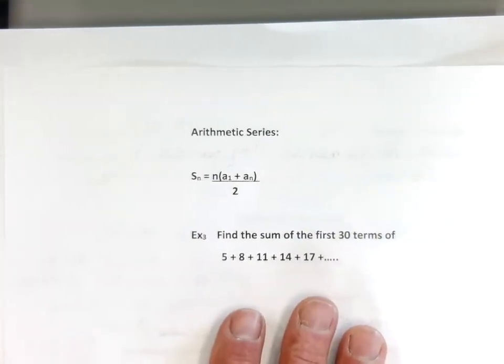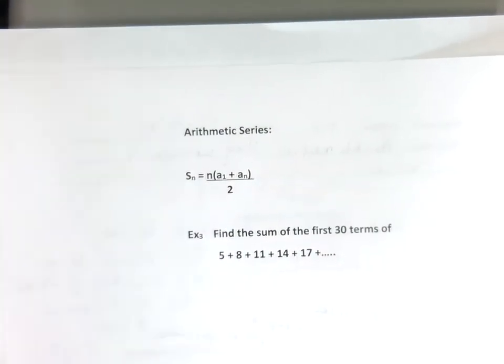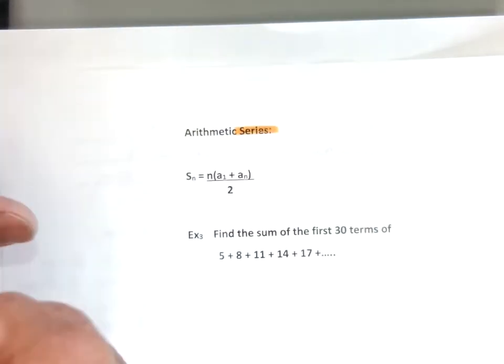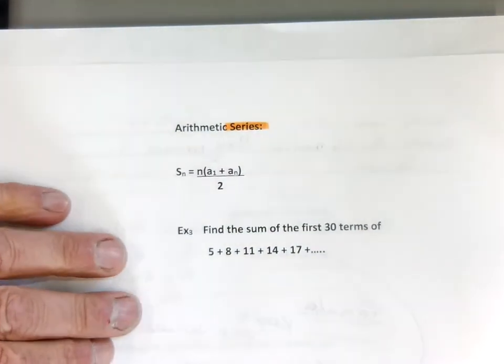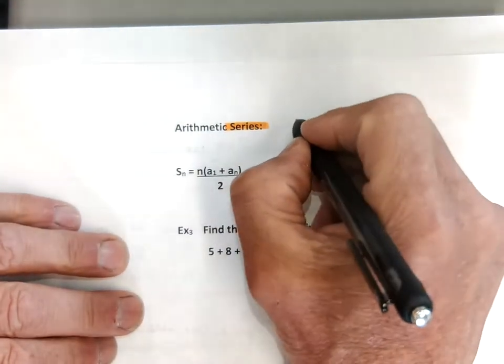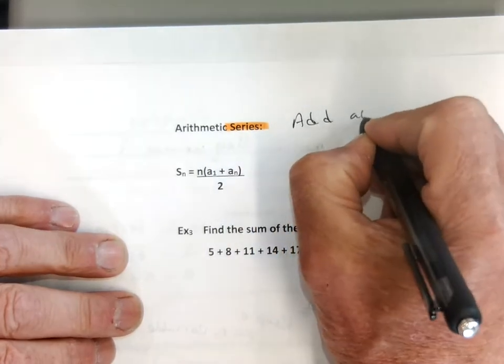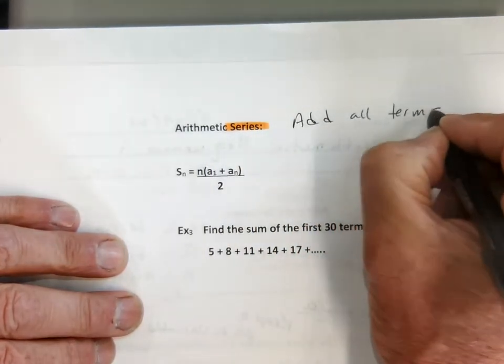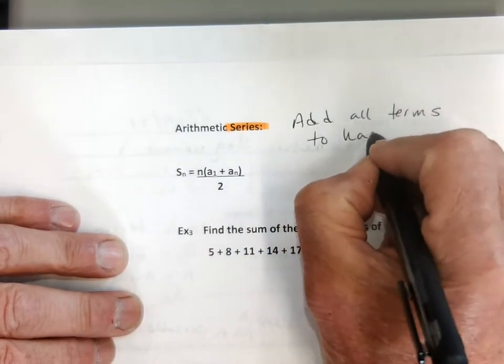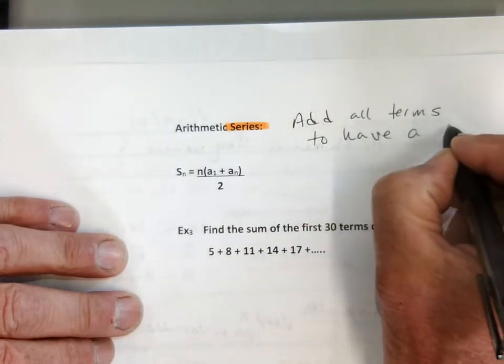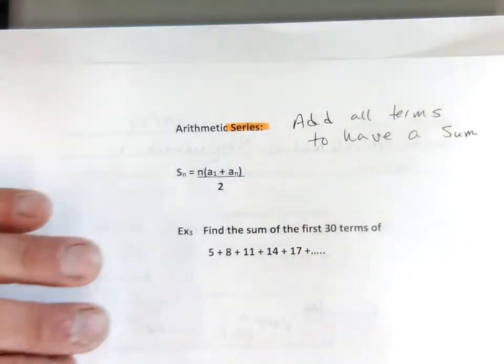Arithmetic series. Okay, series, the word series means to add them all up in the end. So get a sum. So add all terms to have a sum. Okay?